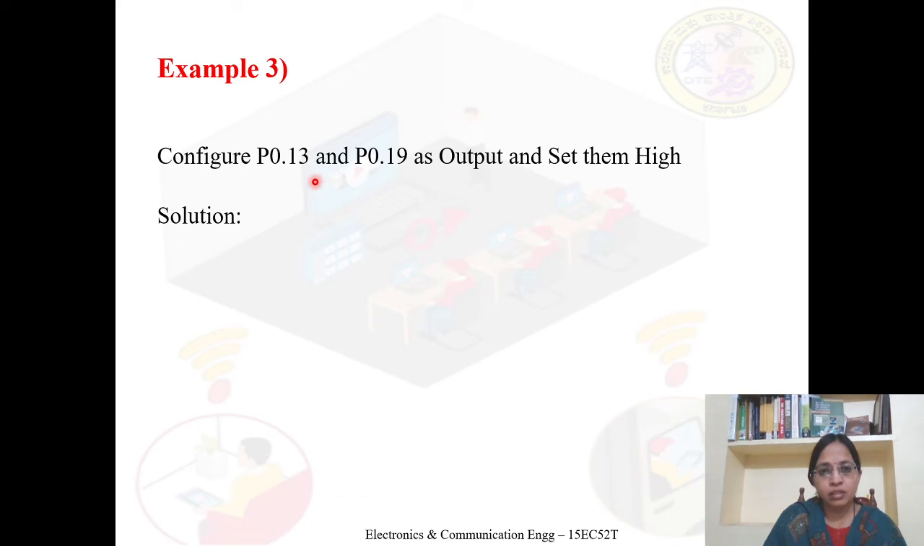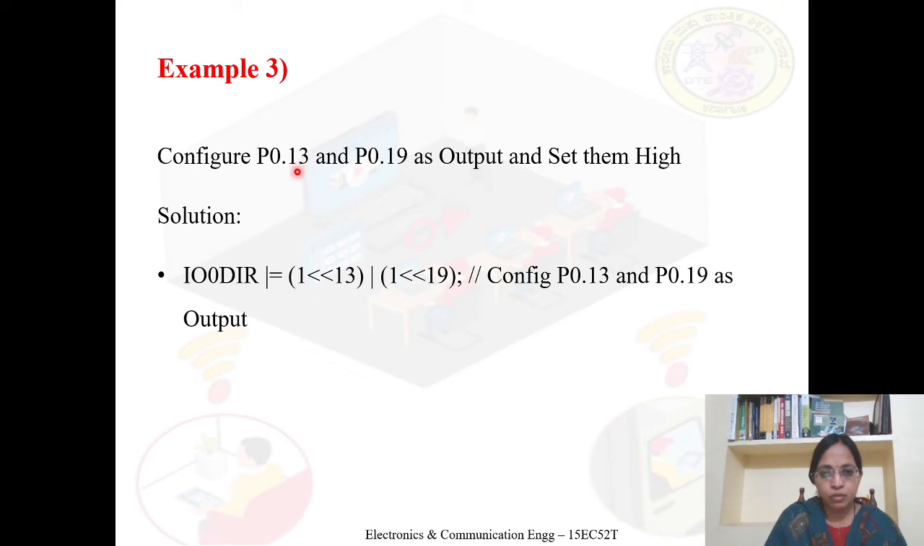In the next example, I want to make two pins, the 13th pin and the 19th pin, as output, and then I want to make them high. How is this done? In the same statement I can make both the 13th pin as well as the 19th pin output pins. Here I am using two left shift operators, one for shifting 1 to the 13th place and another for shifting 1 to the 19th place. And I am using an OR operator to combine both the left shift operations.